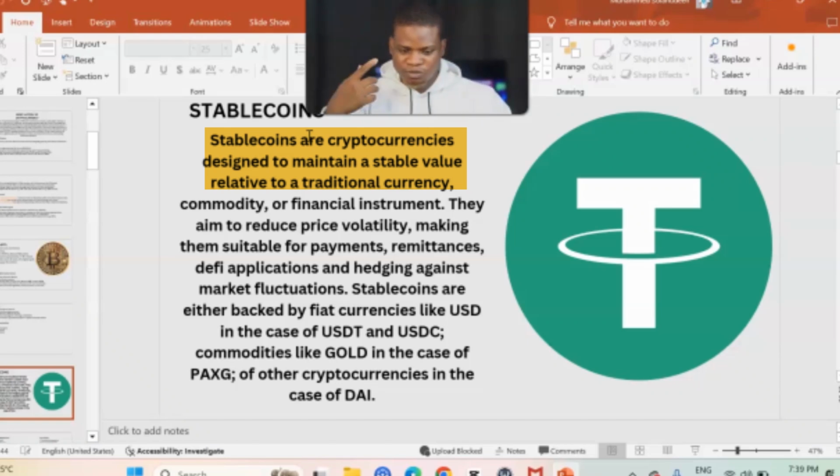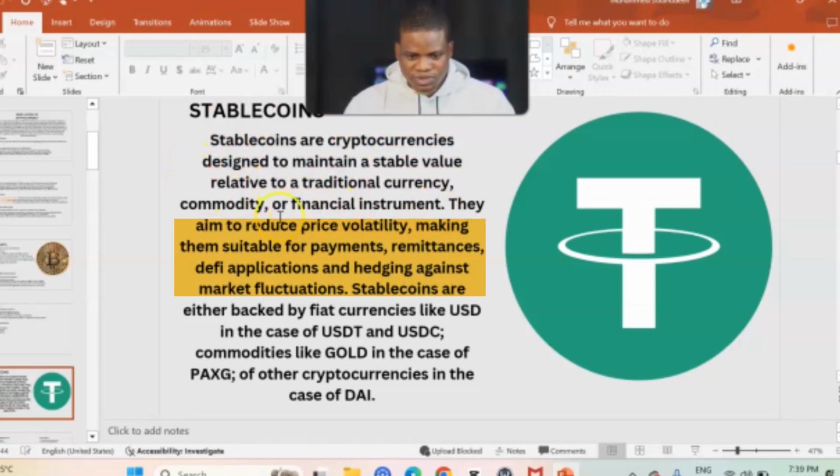There are some other stablecoins too, so let's go through what we have here. They aim to reduce price volatility, making them suitable for payment, remittances, DeFi applications, and hedging against market fluctuation. For example, you have Bitcoin and the price is going down, and you don't want your asset to decrease in price. You can convert it to a stablecoin, which will be stable and will not fluctuate in price.